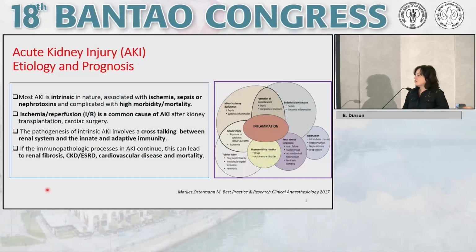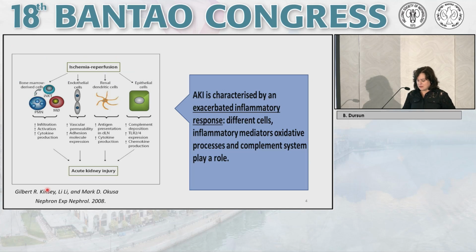AKI is a serious condition complicated with high morbidity and mortality, and mostly multifactorial in nature, associated with ischemic, septic, and nephrotoxic causes. Ischemic reperfusion injury is a common cause of AKI in clinical settings after kidney transplantation and cardiac surgery. The pathogenesis is complex, involving crosstalk between renal and immune systems. And if this process continues, this can lead to renal fibrosis, CKD, cardiovascular disease, and mortality.